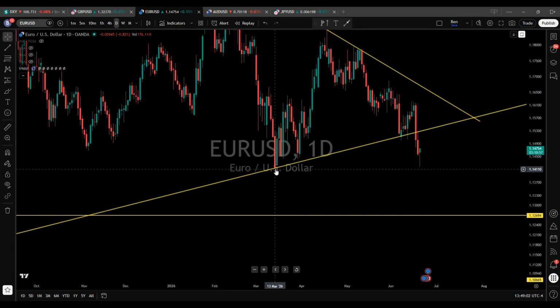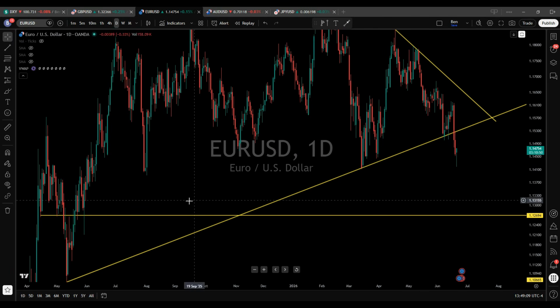And if we get below 1.14119, then all of a sudden the bottom's going to fall out of the euro. And we're getting down to this low pivot price consolidation in this area at 1.12694.